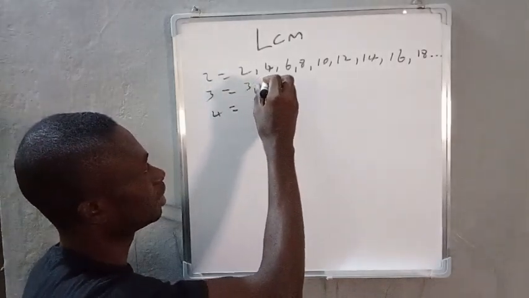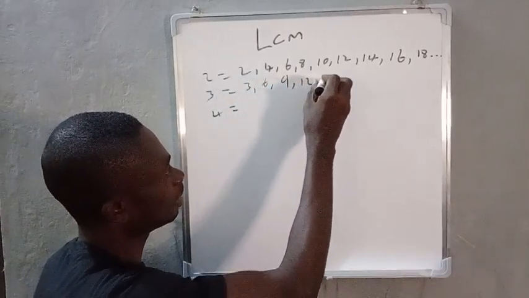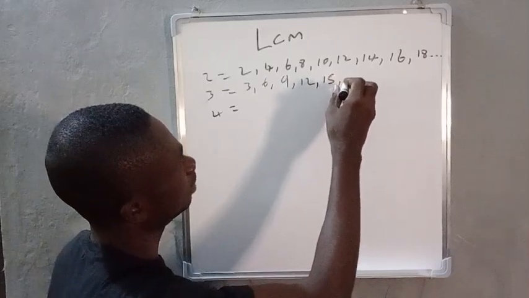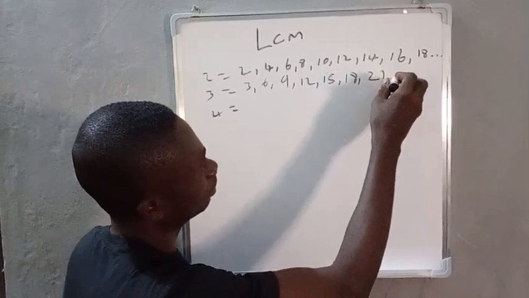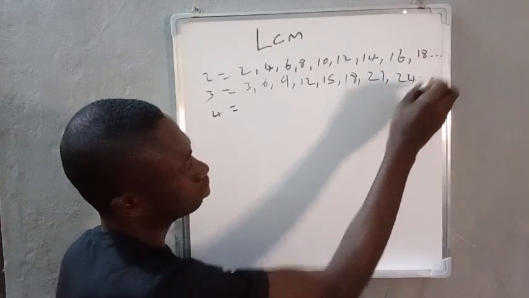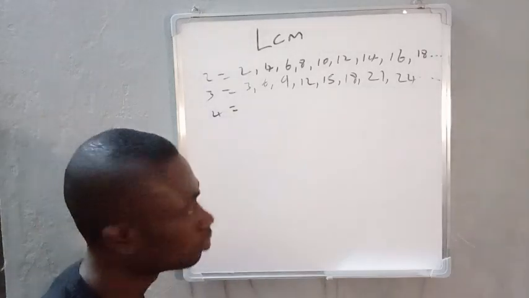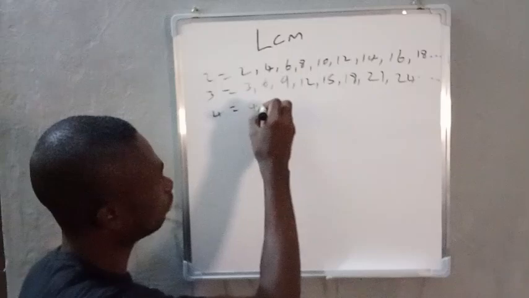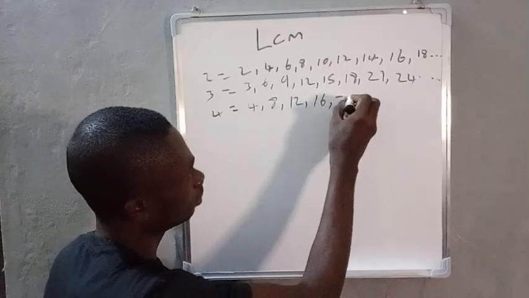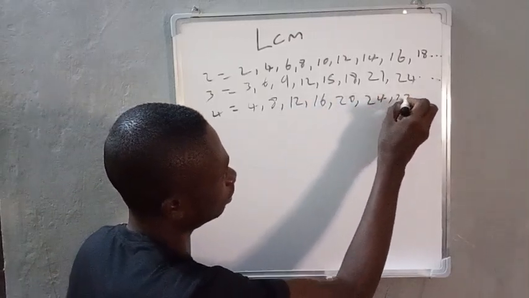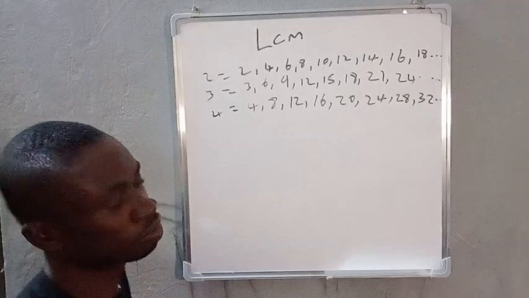So the multiples of 3 are 3 times 1, 3. 3 times 2, 6. 3 times 3, 9. 3 times 4, 12. 3 times 5, 15. 3 times 6, 18. 3 times 7, 21. 3 times 8, 24. And so on. This is just an introduction to LCM. Now the multiples of 4 are 4, 8, 12, 16, 20, 24, 28, 32. Those are called multiples.